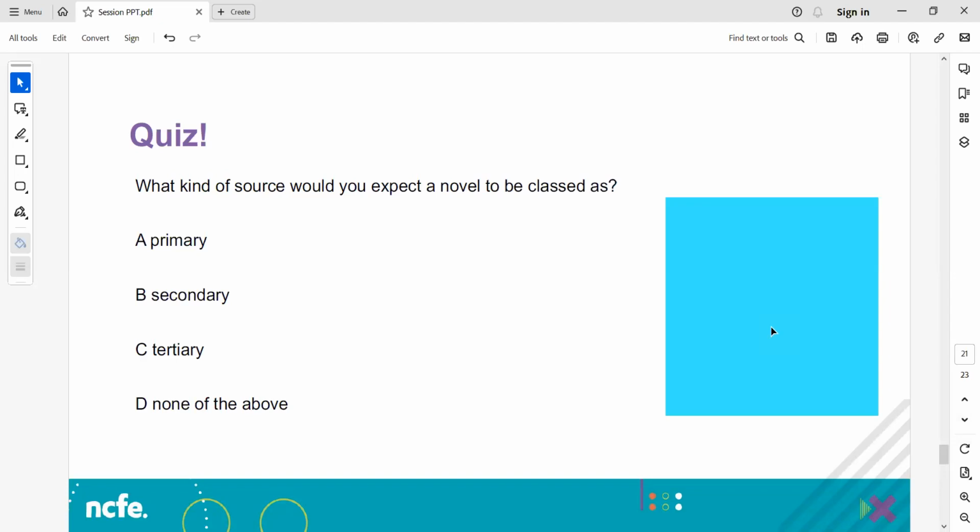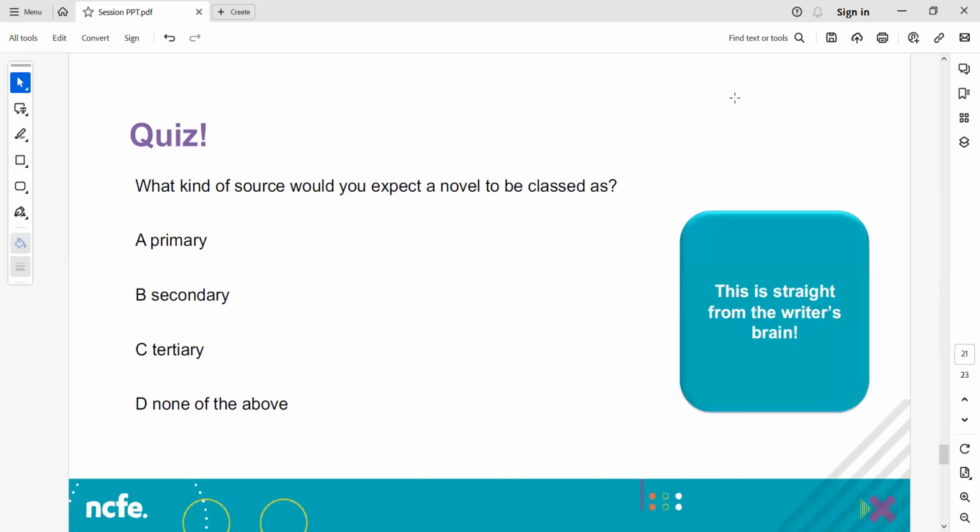What kind of source would you expect a novel to be classed as? So fiction. Oh, A. A. Good, because a novel is fiction, it's just made up from the writer's brain. So yes, in its simplest form, it would be a primary source.